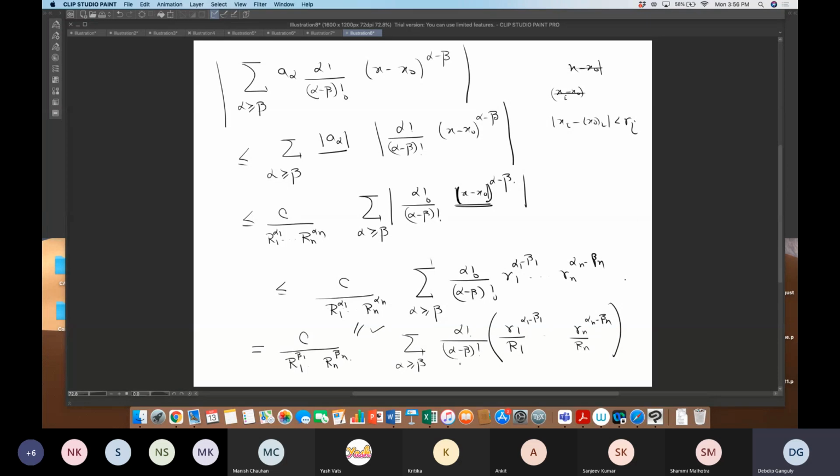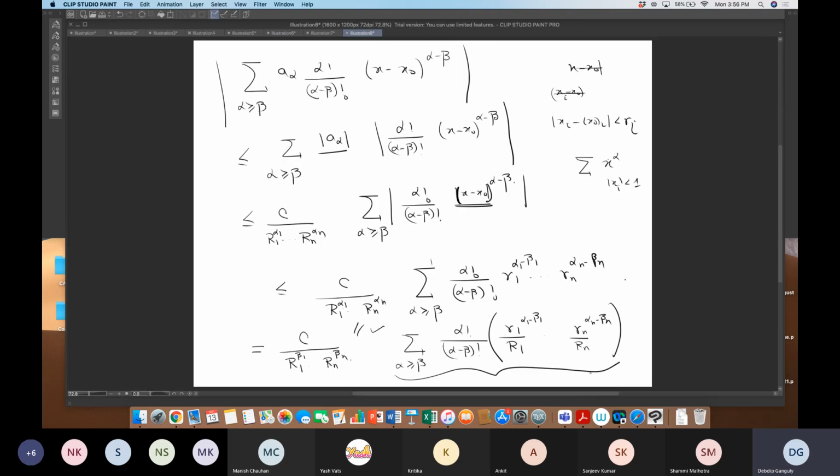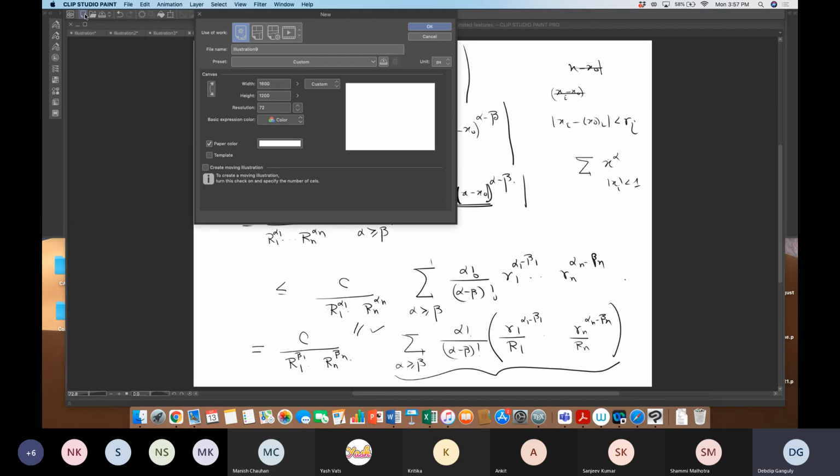Okay. Now can you tell me whether this series is convergent or not? We did this: summation x to the power alpha when mod x is less than 1. So here ri by capital Ri is strictly less than 1. That is why strictness is important. Okay, the strictness is important. So this is convergent, since each of these ratios is strictly less than 1.